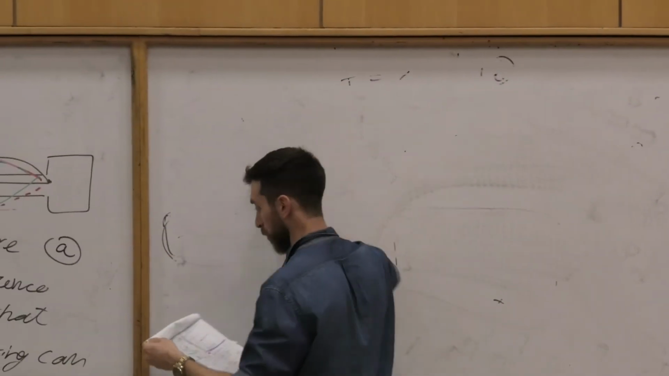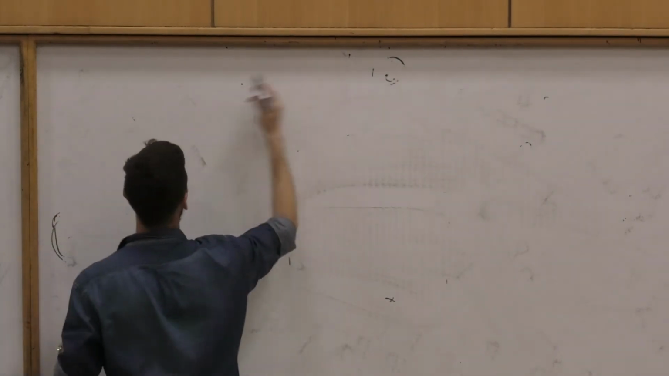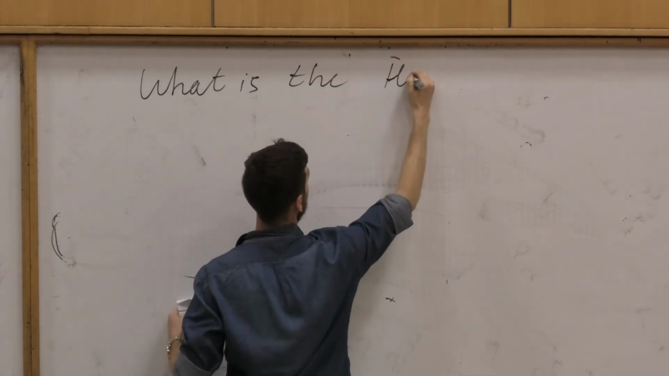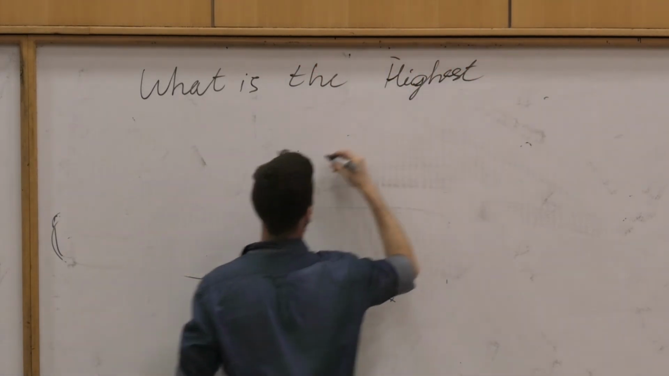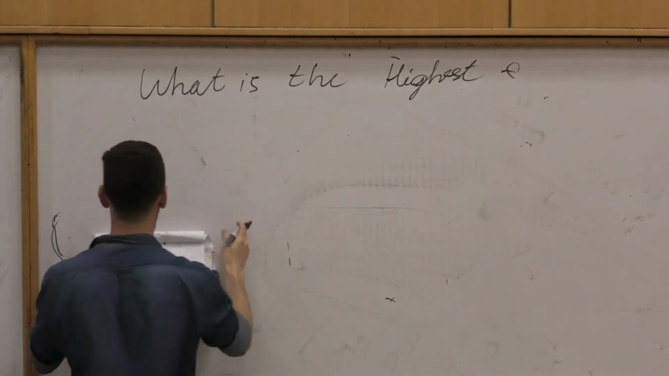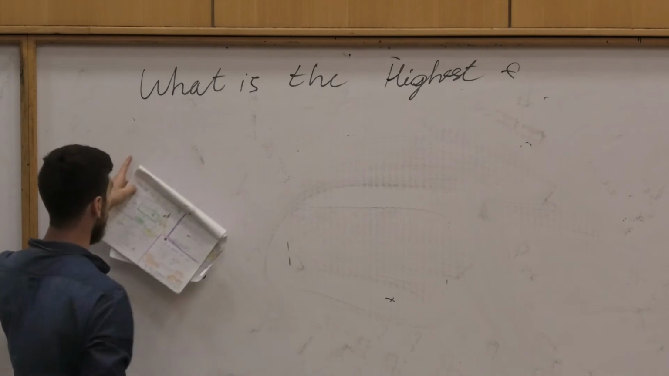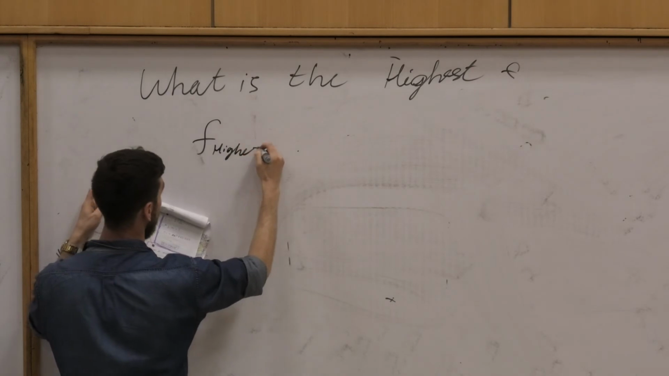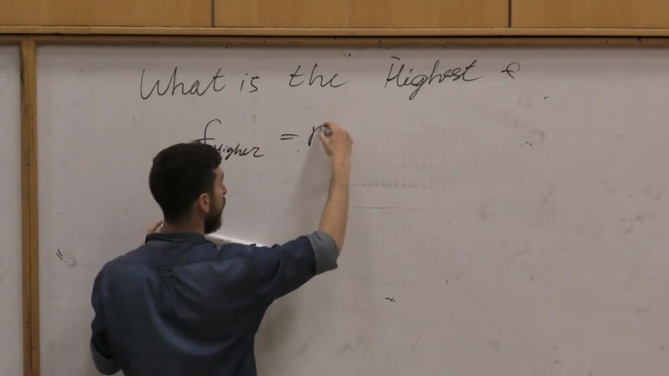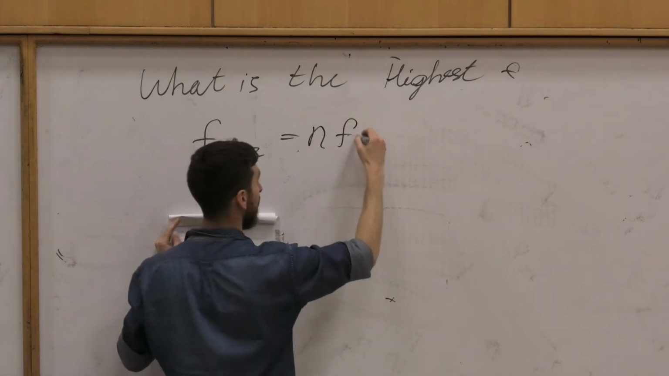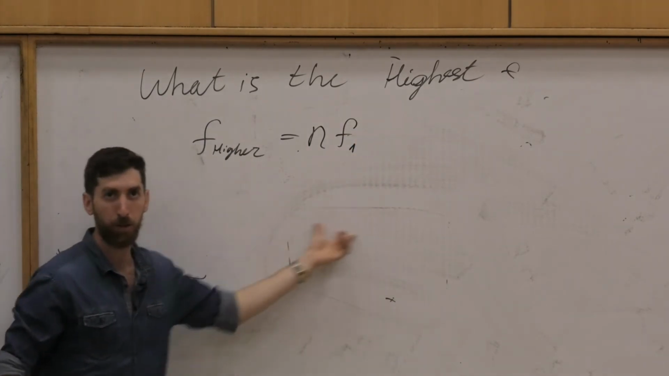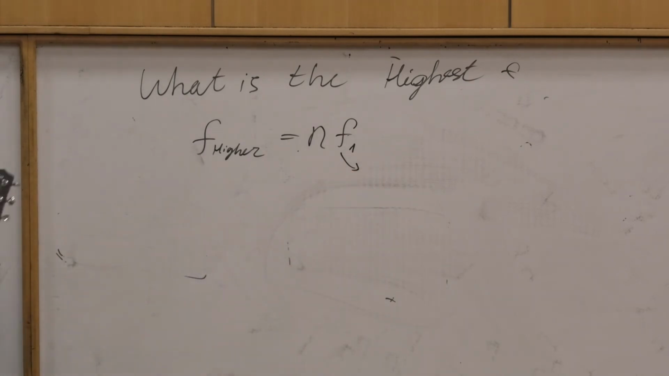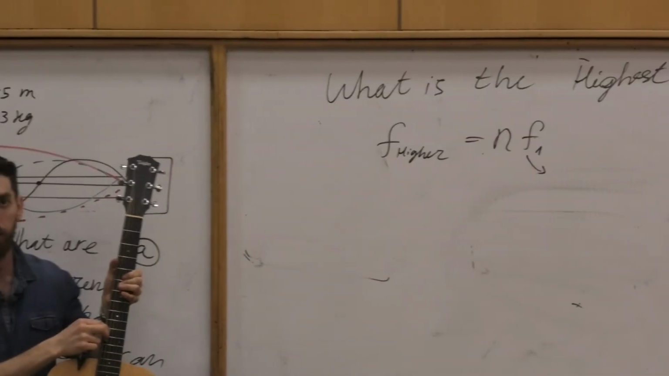Okay, so the next question to you is, what is the highest frequency that we can hear from the string? So we need to understand that this is f_higher, and it is equal to n, the mode that we are talking about, multiplied by the fundamental frequency of the string, right? We chose this string, and this is the frequency we are talking about, right?